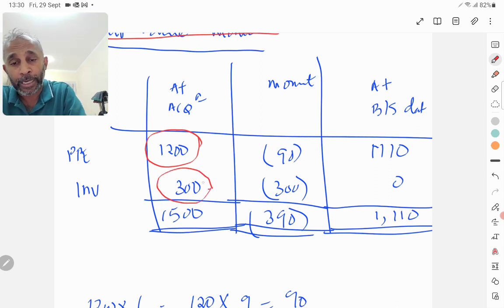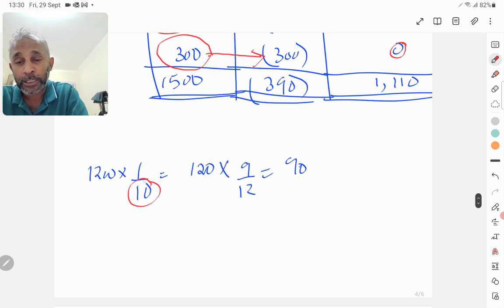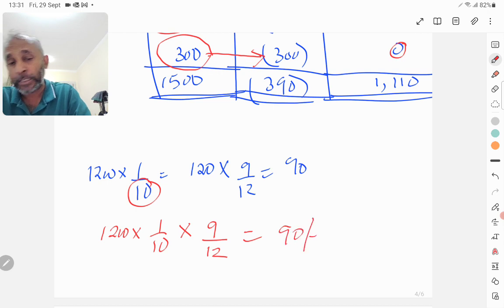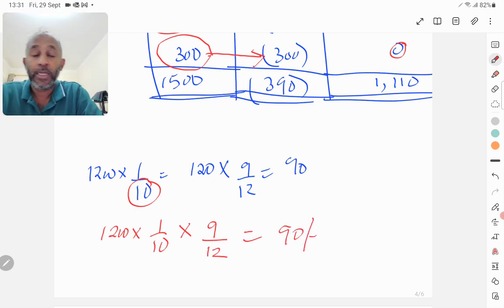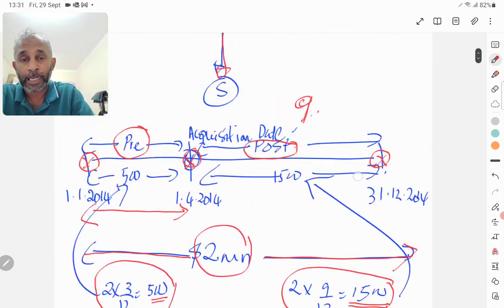And the examiner was saying that the inventory was fully consumed or sold before the date of balance sheet. So at the date of balance sheet, there is nothing left for inventory. However, the property, plant and equipment, the remaining useful life is 10 years. So what you do is 1200 into 1 over 10 into the period that we are working on, which is 9 months. So my additional depreciation comes to 90. So accordingly, I worked that out.